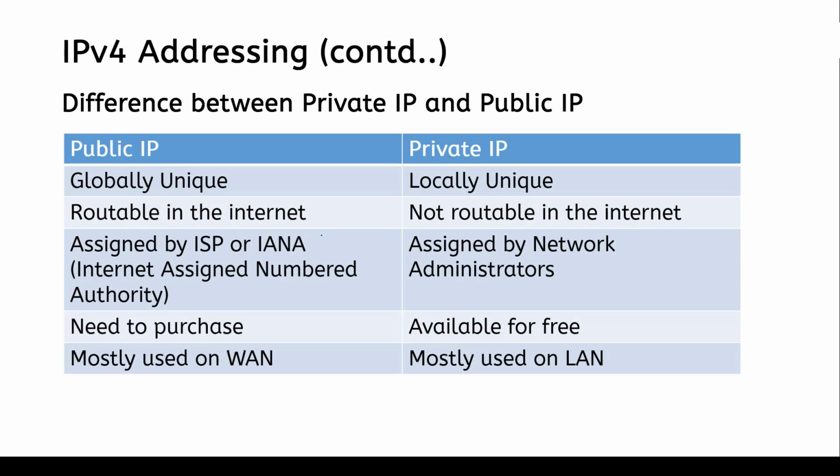Just to revise, a public IP address is globally unique, whereas private IP address is locally unique. Public IP is routable in the internet, whereas private IP is not routable in the internet but routable in the local area network. Public IP is provided by an ISP or IANA, whereas the private IP address is assigned by a network administrator. We need to purchase public IP, but the private IPs are available for free. Public IP is mostly used on the wide area network or the WAN, whereas the private IP is mostly used on the local area network or the LAN.